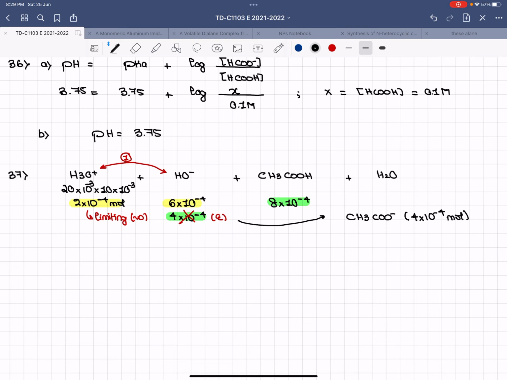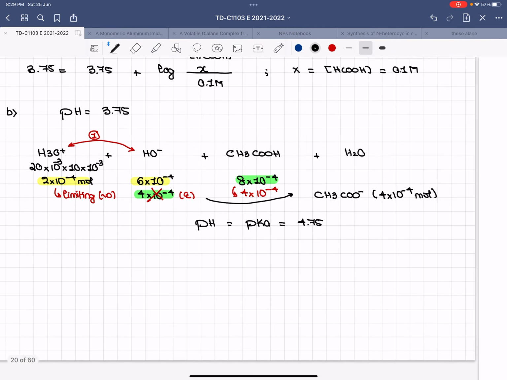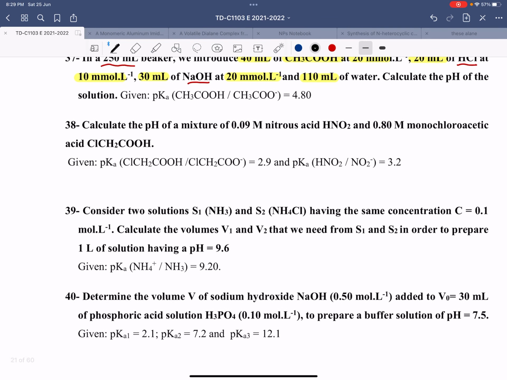So in your question now, you have the acid and the conjugate base in the same number of moles, meaning the same concentration, meaning the pH is equal to pKa, which is 4.75. This is the shorter version where you imagine the reactions in your head, and that's it. You can do the reactions consecutively, or you can do this. So 37 is done.